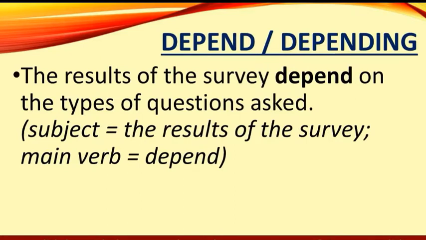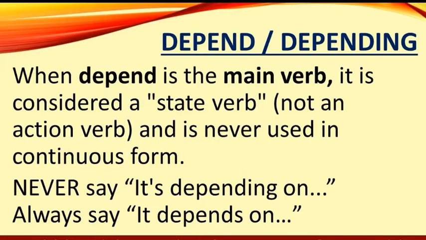Here's another example. The results of the survey depend on the types of questions asked. The subject is the results of the survey, and the main verb is depend. So, when depend is the main verb, it is considered a state verb, not an action verb, and is never used in continuous form. Never say it's depending on. Always say it depends on.